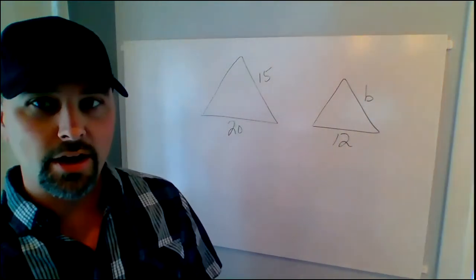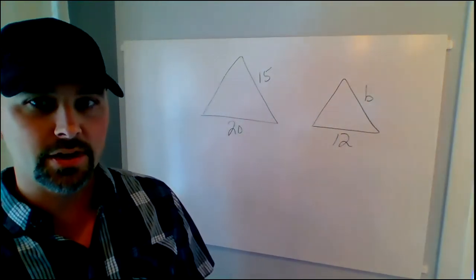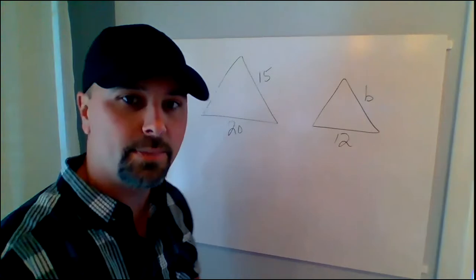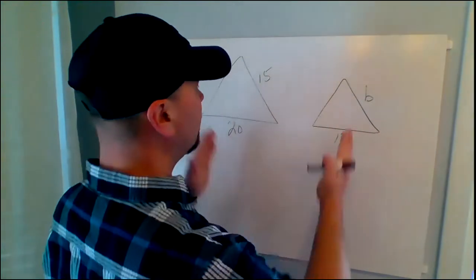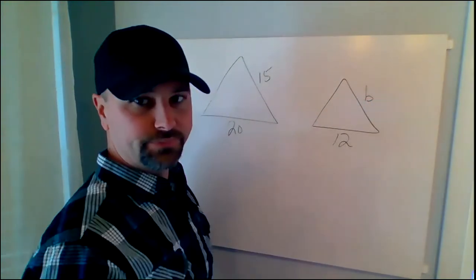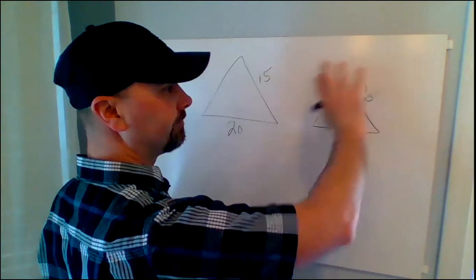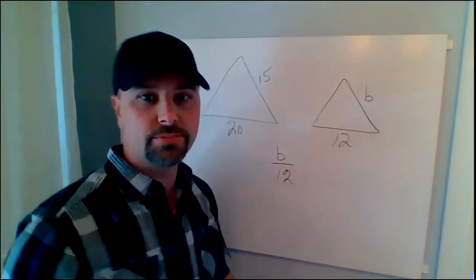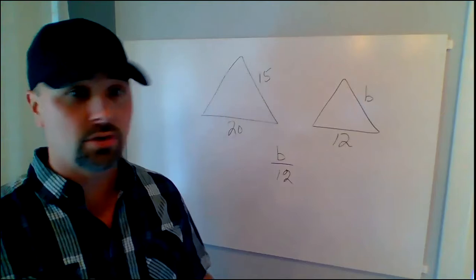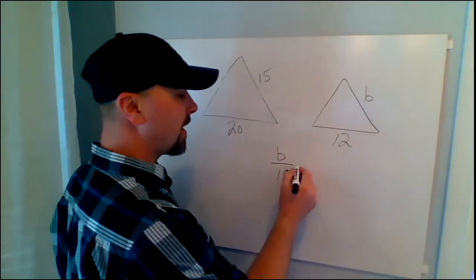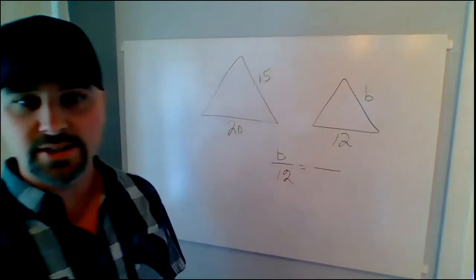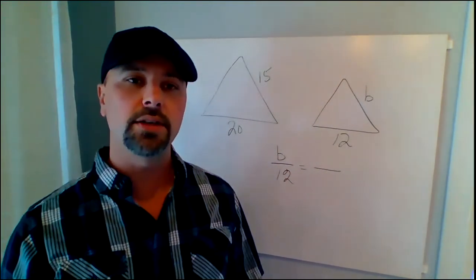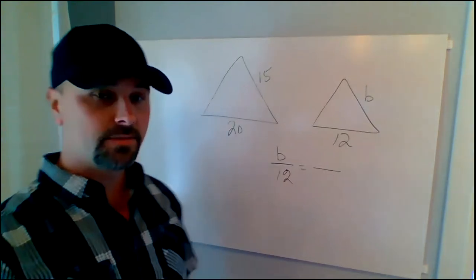All right, so let's take a look at the proportion you should probably set up here. Again, we're trying to find this side. So we're going to start here. We're going to make a proportion, start with probably B over 12. You could put 12 over B. Doesn't matter, because what matters is that in this next step, we correctly identify the same sides.